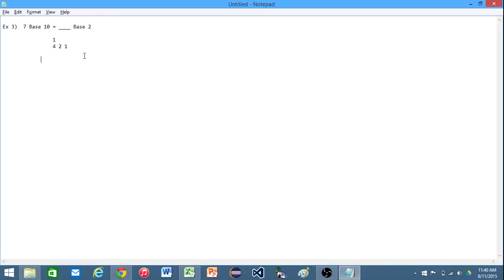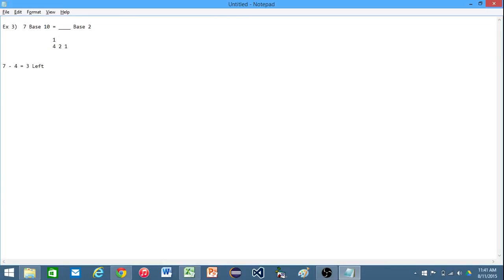So let's go ahead and do that. 7 minus 4 is equal to 3. Every time you put a 1 above a number, you have to do a subtraction problem and update how many you have left. We're trying to convert the number 7. We just accounted for 4 out of the number 7. Well, now we need to account for the last 3.